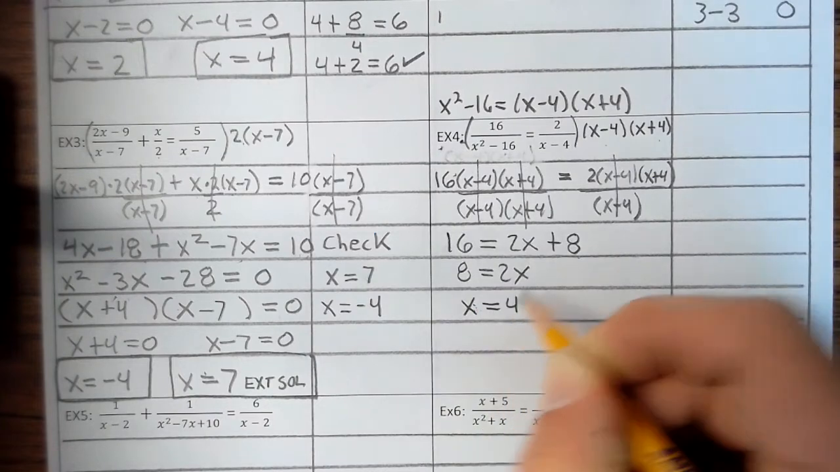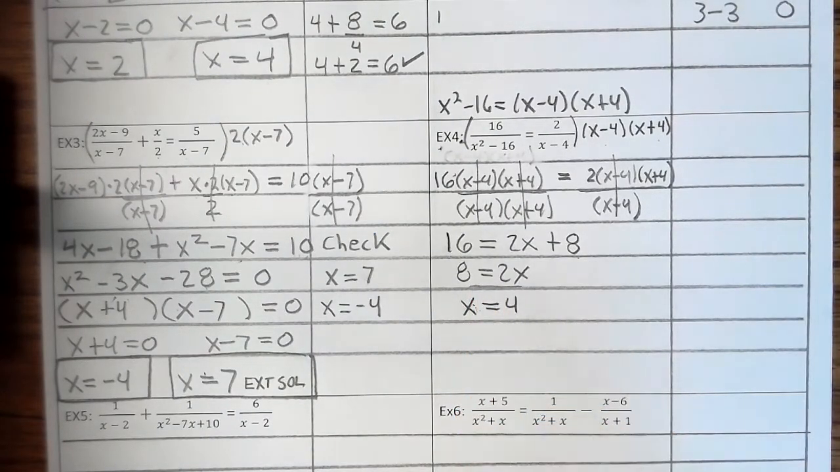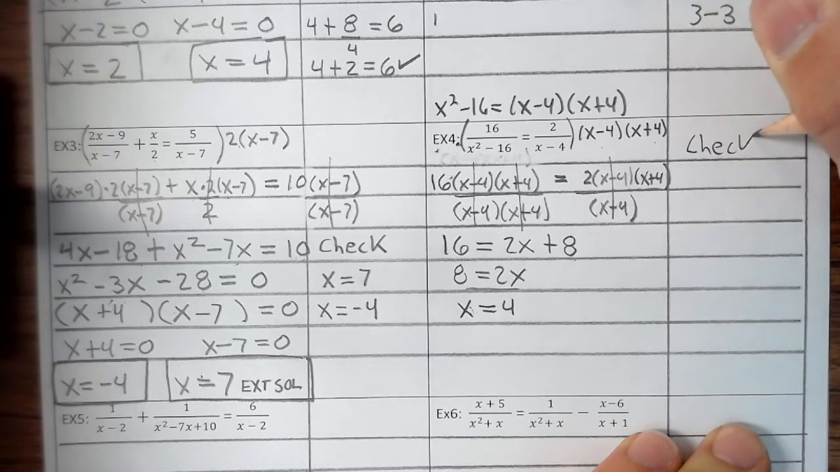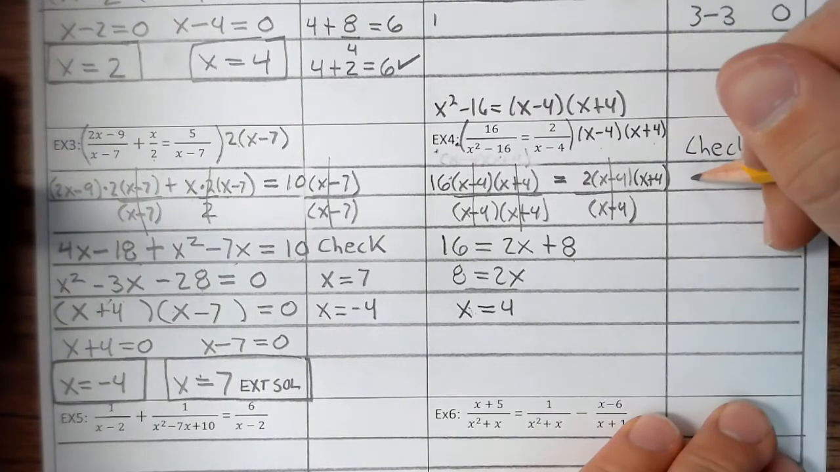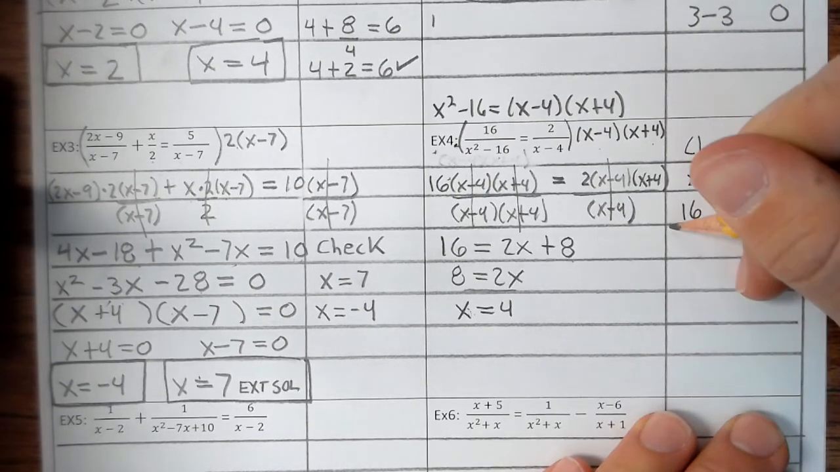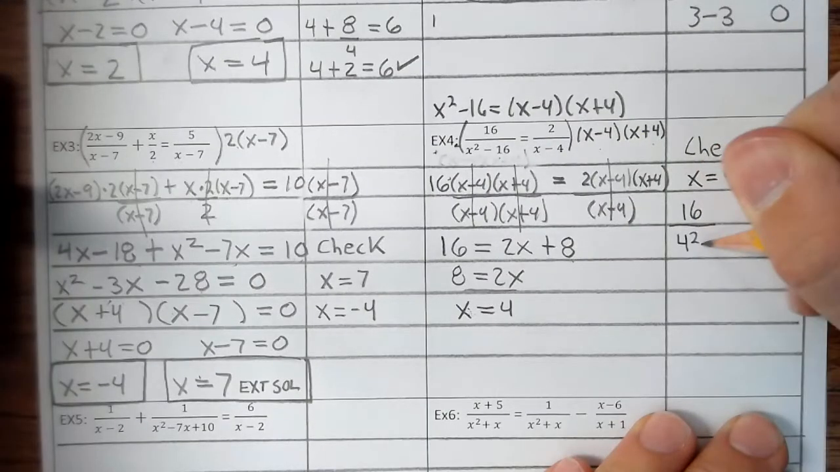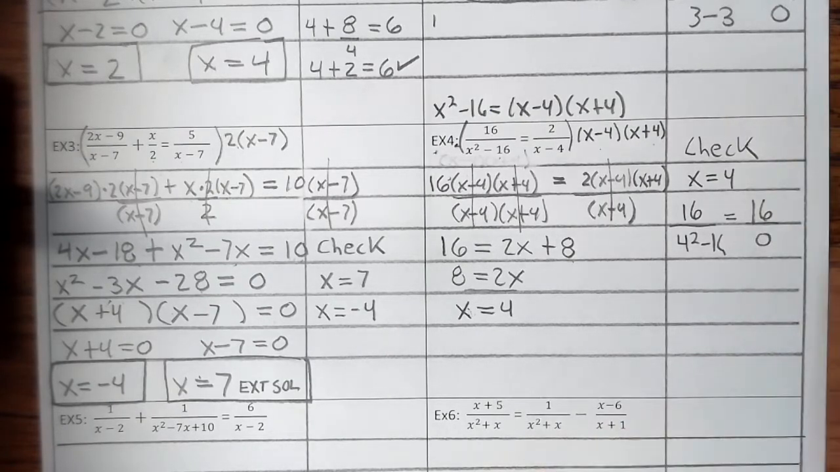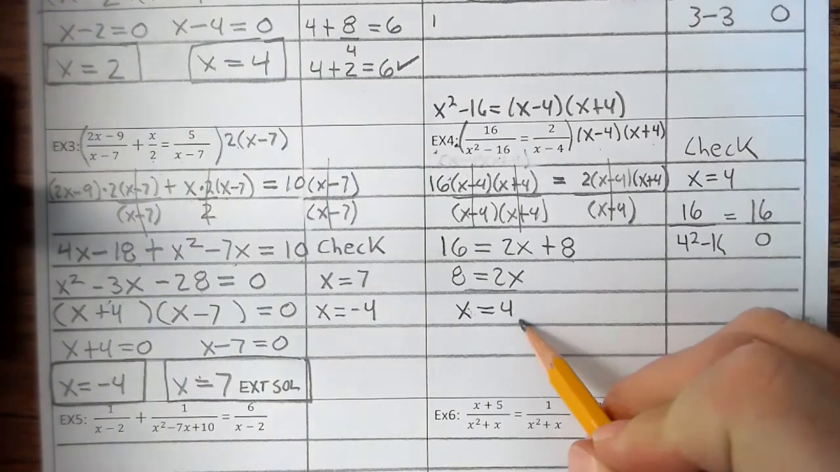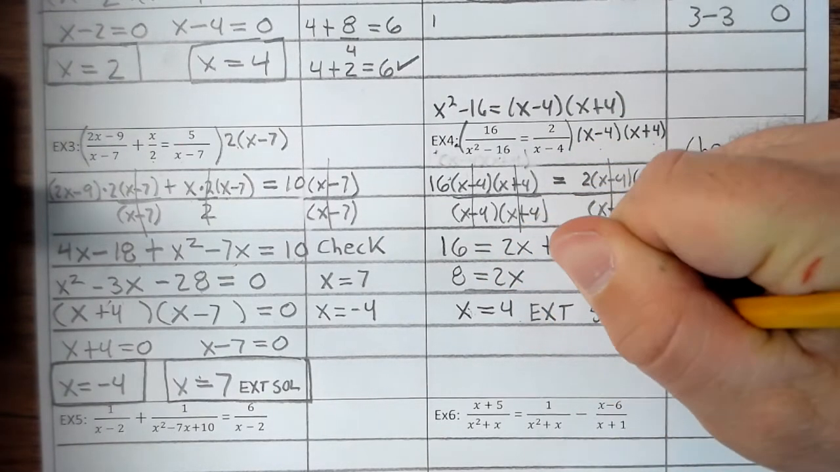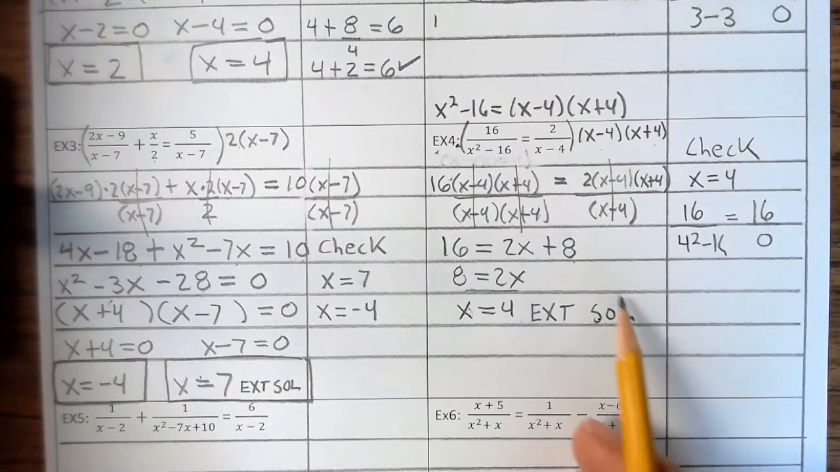Now, we need to check. So we're going to check x equals 4. So that's 16 divided by 4 squared minus 16, which equals 16 divided by 0, which we can stop there because 16 divided by 0 is undefined. So we know that this is an extraneous solution. Okay, go and finish up example 4.